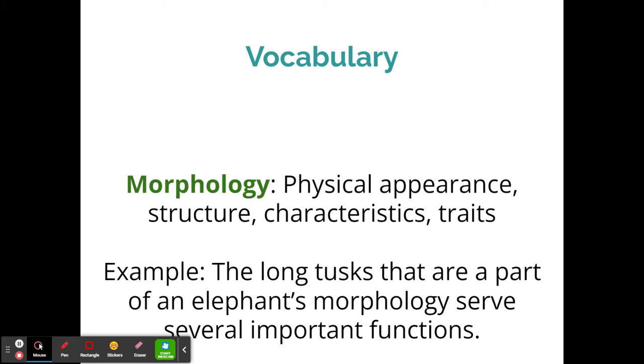Let's look at an example of the word morphology in a sentence. The long tusks that are a part of an elephant's morphology serve several important functions. We could substitute another phrase in there and it would still make sense. The long tusks that are part of an elephant's physical appearance, the long tusks that are part of an elephant's physical characteristics serve several important functions. We'll see this word again today as we go through the slides.